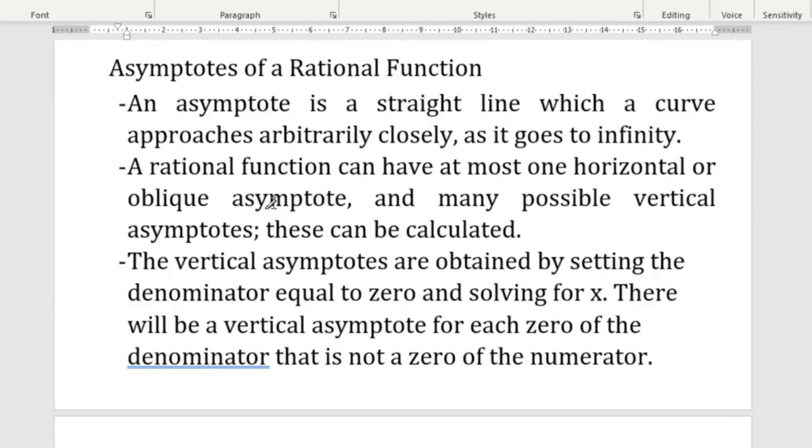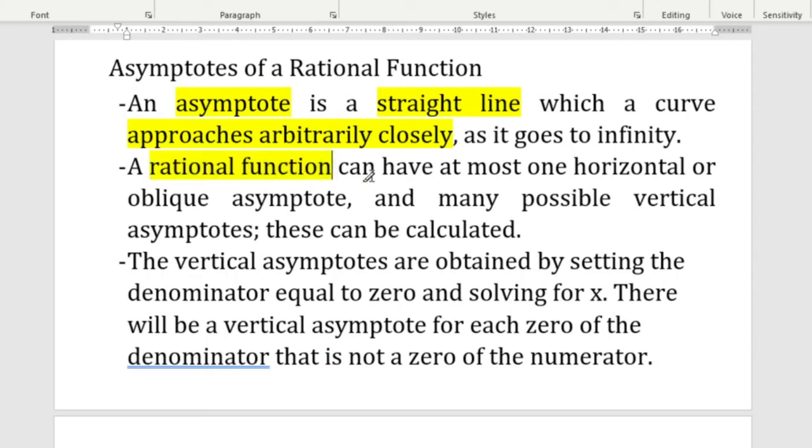Let us talk about asymptotes of a rational function. An asymptote is a straight line which a curve approaches arbitrarily closely as it goes to infinity. Again, when we talk about asymptote, we are talking about lines. That means it is an equation. It is not a point or a value of x or y. It is an equation. Now, an asymptote is a line wherein our graph approaches as close as possible, but it never touches or crosses that line. That is an asymptote.